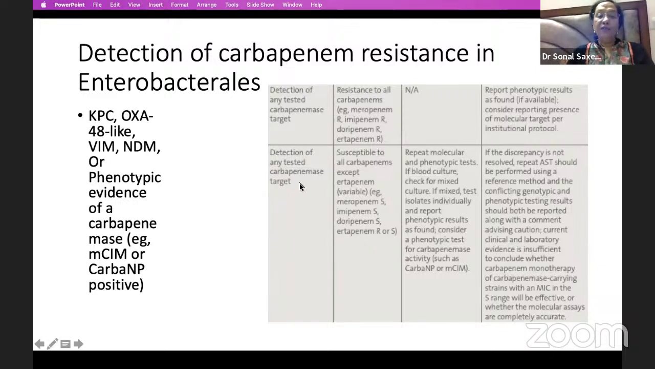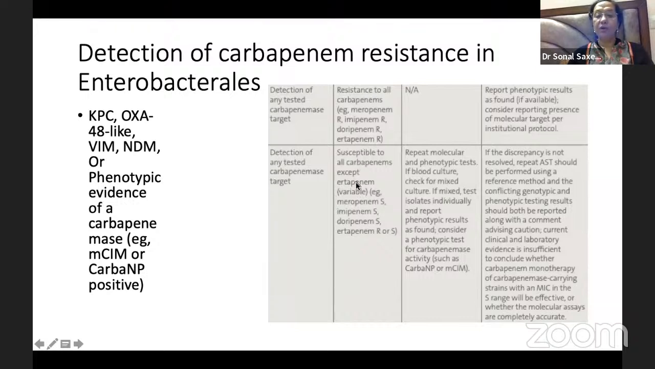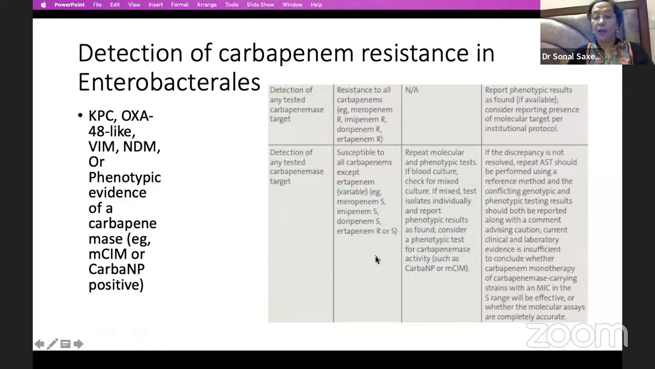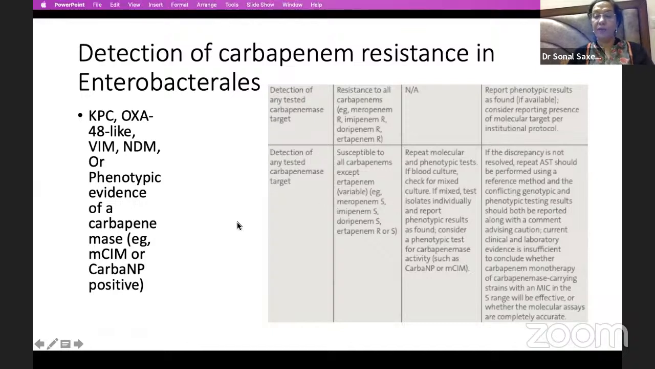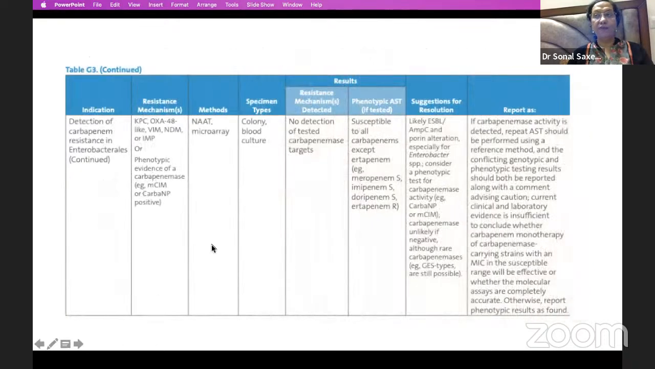If you detect any of the targets by molecular, same by NAT or microarray or any of the PCR, but it is phenotypically susceptible to all carbapenems except ertapenem, remember that this could happen if it is a porin loss. So if the discrepancy is not resolved, you do a repeat MIC and you report it with the repeat one. Go with the phenotypic evidence if you have mCIM or Carba-NP, which you've done.